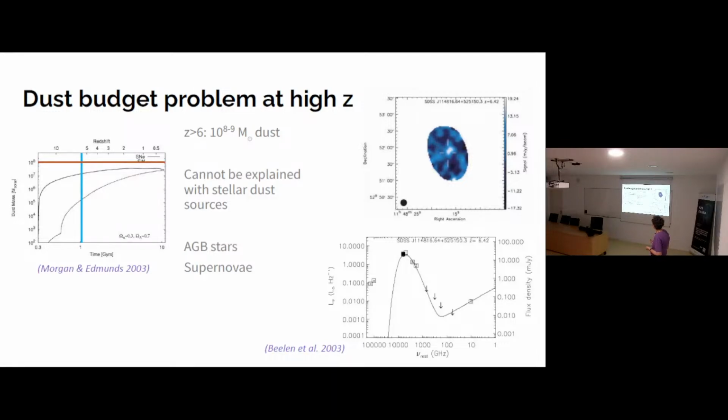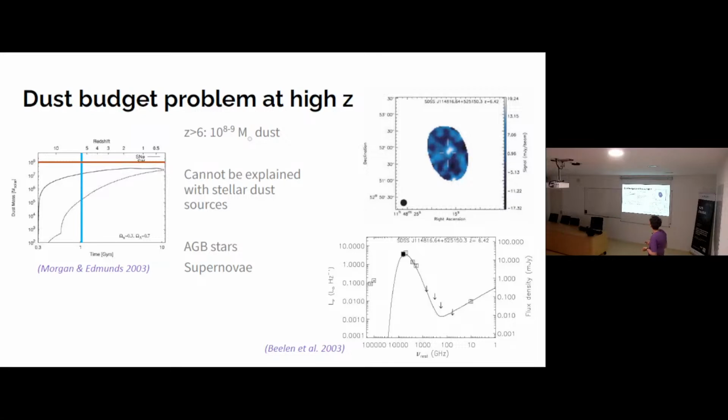And if you actually look at the dust production by evolved stars, by supernovae, AGB stars, you cannot explain this amount of dust at an early time like z equals 6, which is only 1 gigayear after the Big Bang. In this diagram there are some calculations shown by Morgan and Edmonds of dust yields in different scenarios: with efficient dust formation in supernovae or less efficient dust formation in supernovae, and then of course the AGB dust formation.